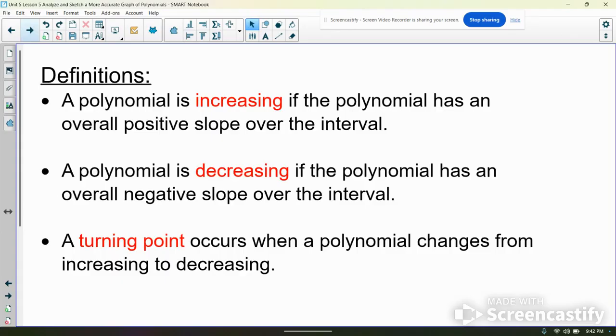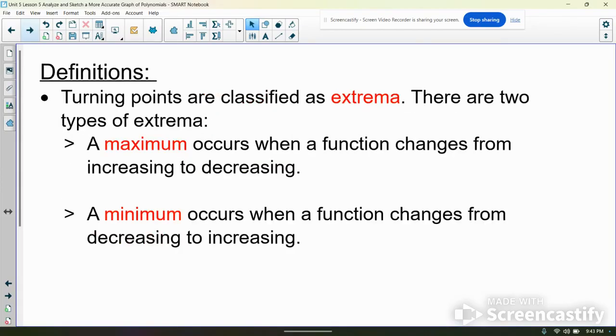So to talk a little bit about definitions of some of these things before we get into doing some examples, a polynomial is increasing if it has a positive slope. So if we look at a piece of the graph and it looks like it has a positive slope, we would call that increasing. On the other side of that, if we look at a piece of a polynomial and it looks like it has a negative slope, we call that decreasing. So when you go from increasing to decreasing or decreasing to increasing, that is known as a turning point. So turning points can then be classified as extrema.